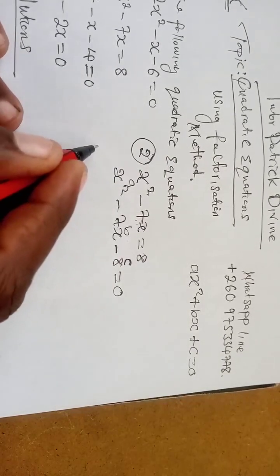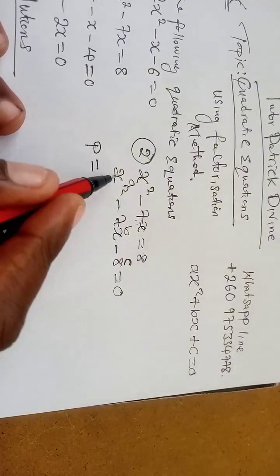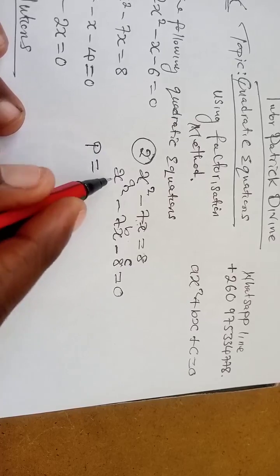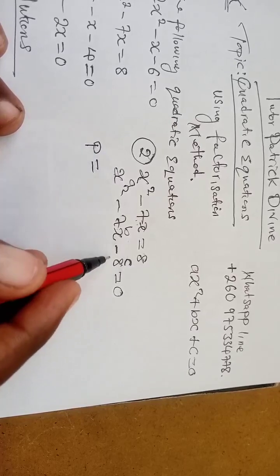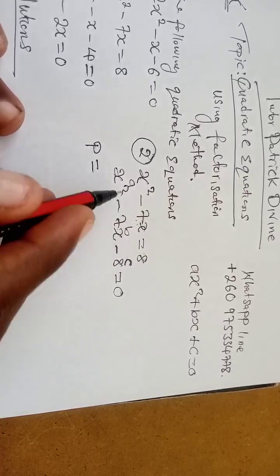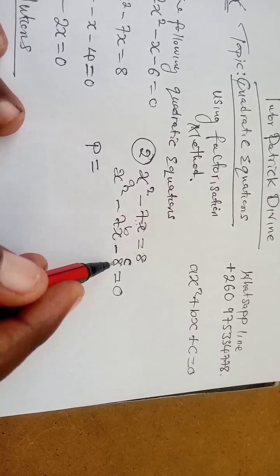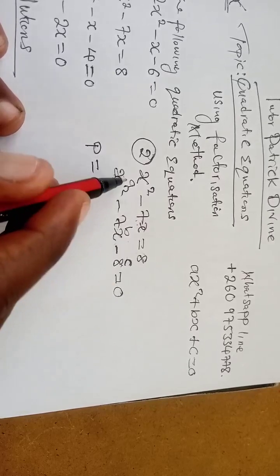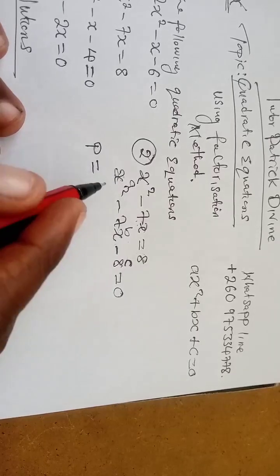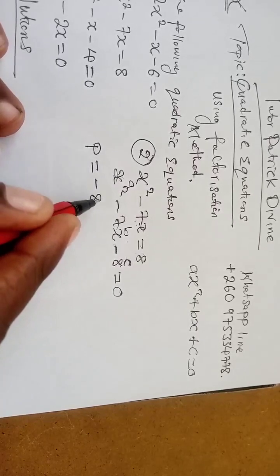Here as well you find the product. The product is a times c. The coefficient of x squared is 1, and the coefficient of c is negative 8. So you multiply 1 times negative 8, which is negative 8, like that.